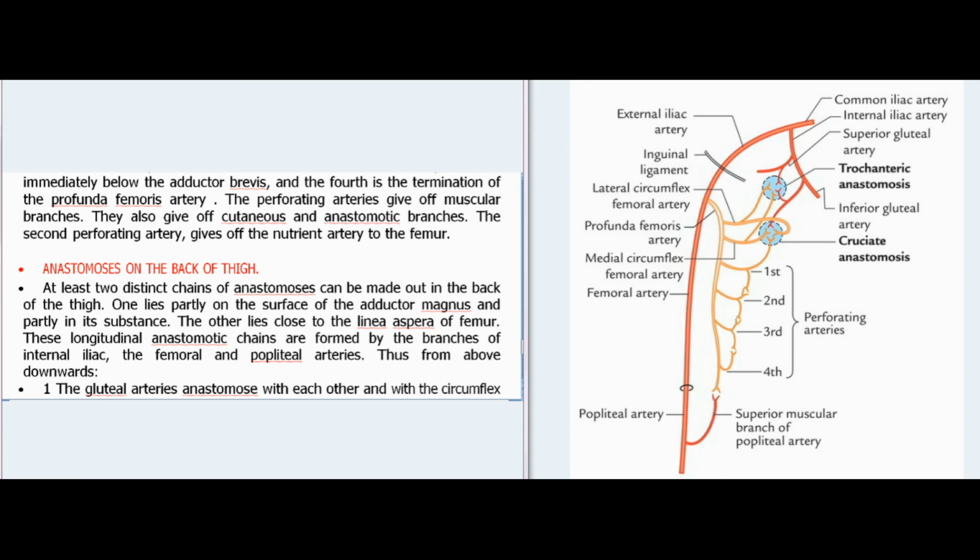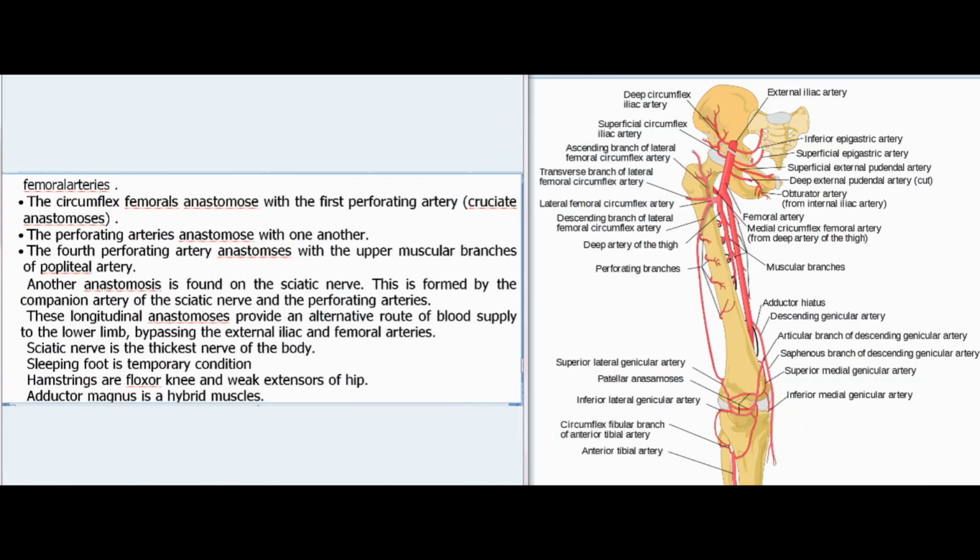Thus, from above downwards: 1. The gluteal arteries anastomose with each other and with the circumflex femoral arteries. 2. The circumflex femorals anastomose with the first perforating artery, forming the cruciate anastomosis. 3. The perforating arteries anastomose with one another. 4. The fourth perforating artery anastomoses with the upper muscular branches of the popliteal artery. Another anastomosis is found on the sciatic nerve. This is formed by the companion artery of the sciatic nerve and the perforating arteries. These longitudinal anastomoses provide an alternative route of blood supply to the lower limb, bypassing the external iliac and femoral arteries.